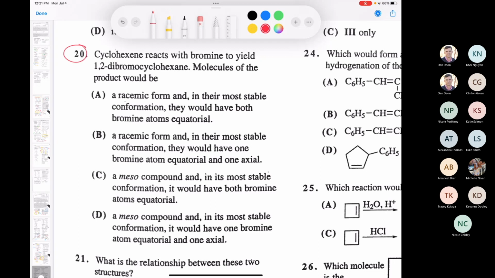It says cyclohexene reacts with bromine to give you 1,2-dibromocyclohexane. Molecules of the product would be a racemic form, and in their most stable conformation would have both bromine atoms equatorial. Racemic, and in their most stable conformation would have one bromine equatorial, one axial. Meso and meso. Well, I know the answer is not C or D, and if you're wondering, how did you know that so quickly?